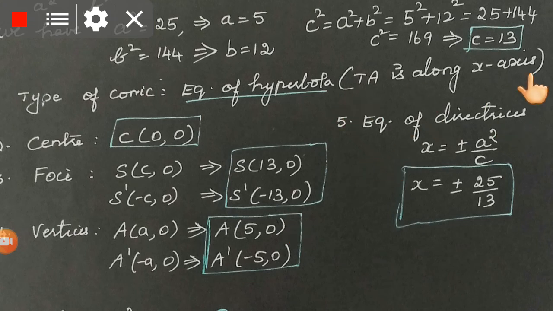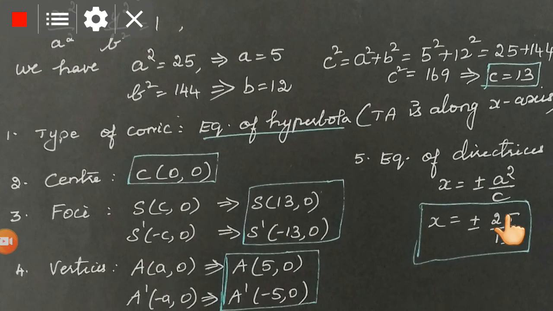Next, they have asked for the equation of directrices. Since the transverse axis is along the x-axis, the directrices and the latus rectum are all vertical lines. How do we write the equation of a vertical line? We say x is equal to something. So x is equal to the equation of directrices, a by e. What is the formula for the equation of directrices? a by e. But e we can write as c by a. Therefore, it becomes x is equal to plus or minus a square by c. The value of a square is 25 and the value of c is 13. Therefore, we have x is equal to plus or minus 25 divided by 13.